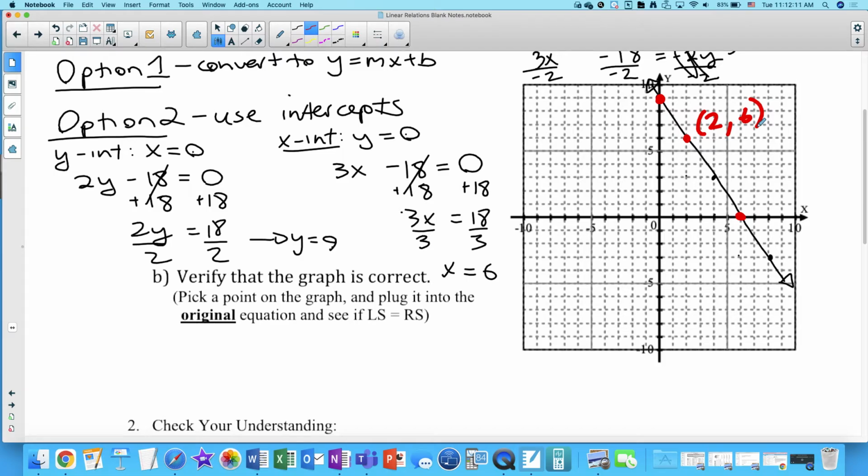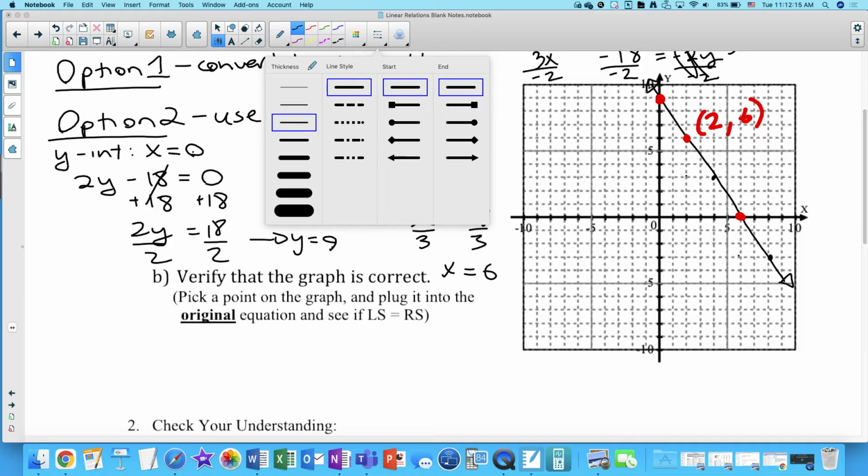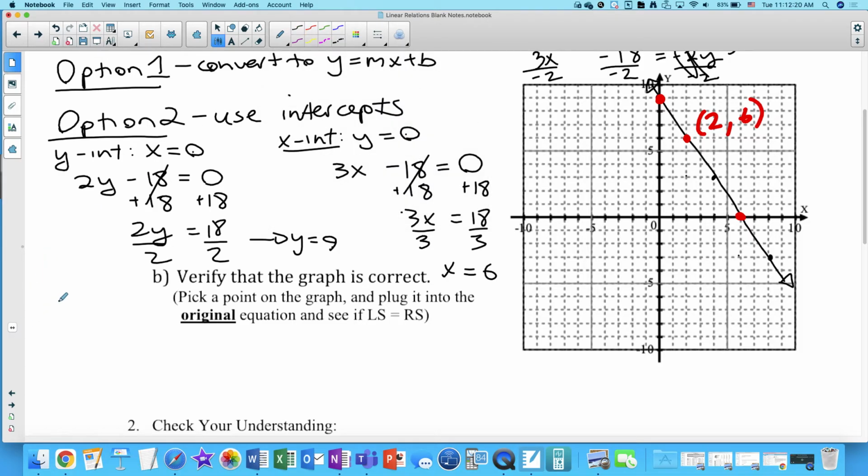Okay? Now the other thing that you want to keep in mind when you're verifying is if you have converted to slope-intercept form, verify in the original equation. Do not verify in slope-intercept form, because if that's where your mistake is, and you verify in that equation, you're not going to catch it, right?